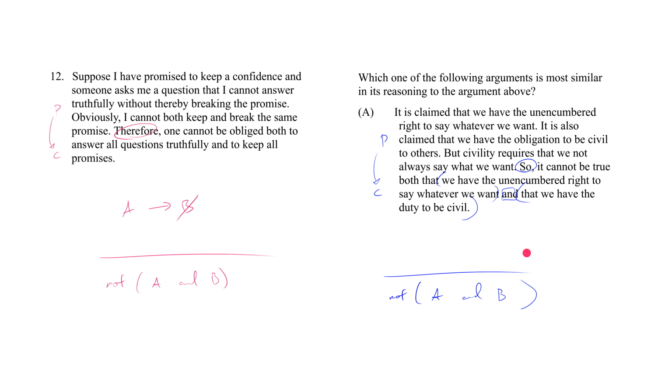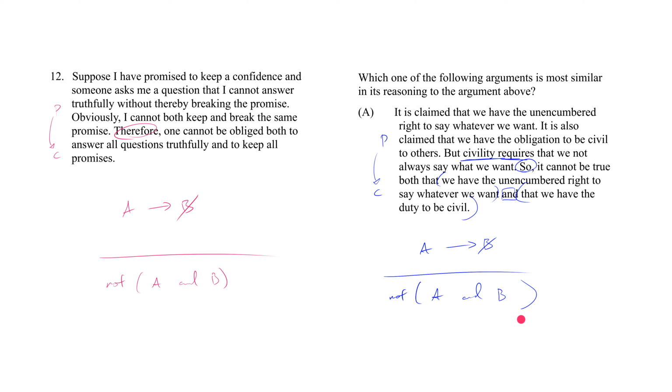Okay, how do we support that? In order for A to be the right answer, we need to support it where one of these things is shown to imply not the other thing. And look, that's exactly what this premise gives us. Civility requires, so civility here is taken to be the A, requires that we do not always say what we want. So if you want to be civil, it must be that you don't always say what you want. Therefore, these two are not compatible.